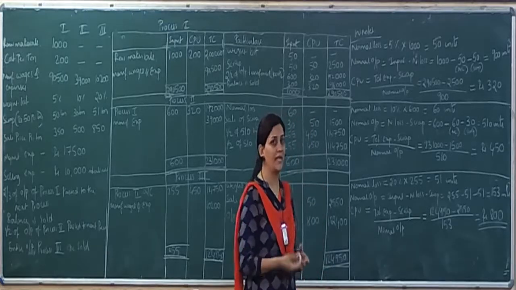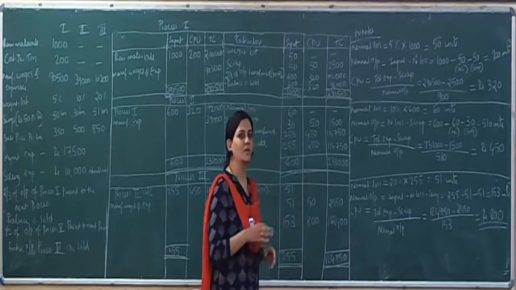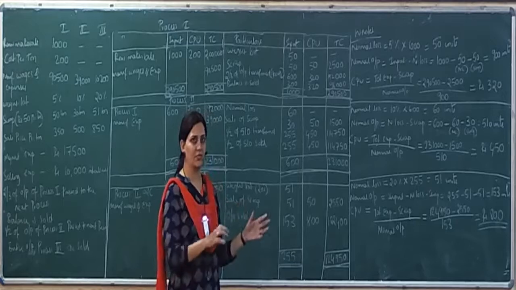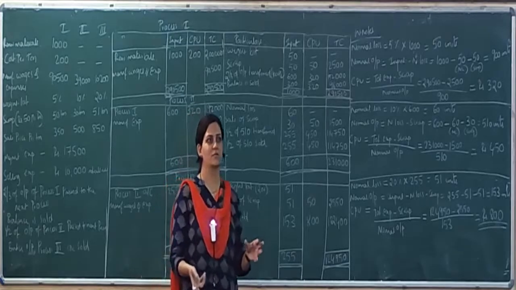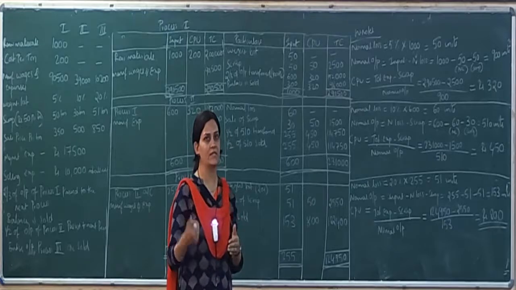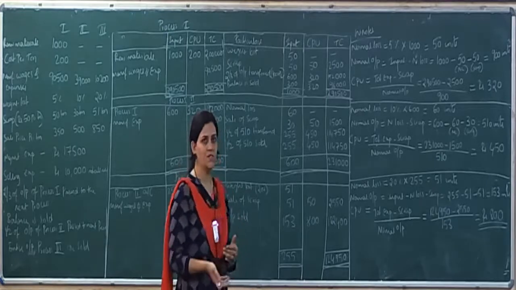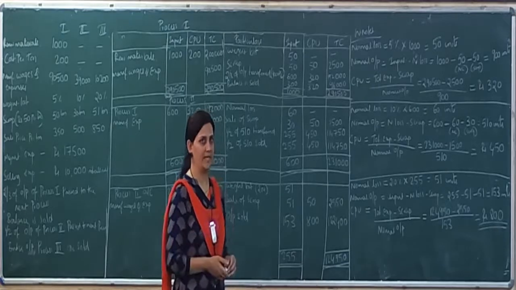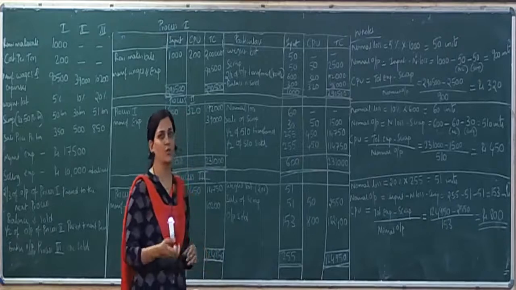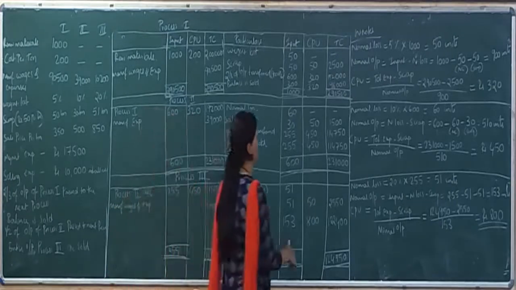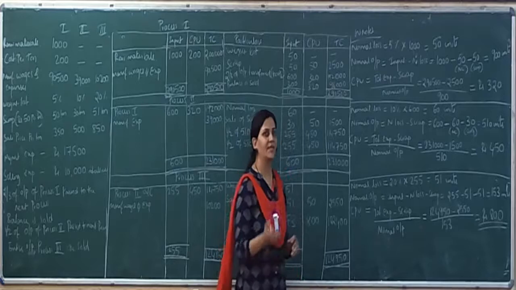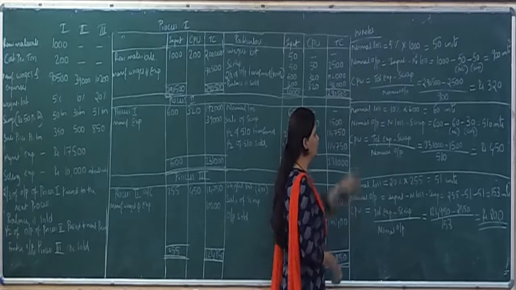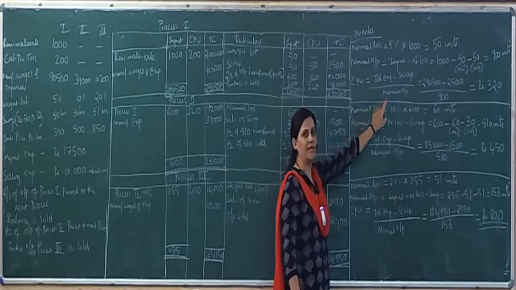Since actual output is not given in the problem, we cannot find out whether it is abnormal gain or abnormal loss. If actual output is given, we can compare it with the normal. If normal is more and actual is less, it is an abnormal loss. If normal is less and actual is more, then it is an abnormal gain. But since actual output is not given in this problem, we are not able to find out abnormal gain or abnormal loss. Directly we can go for cost per unit.